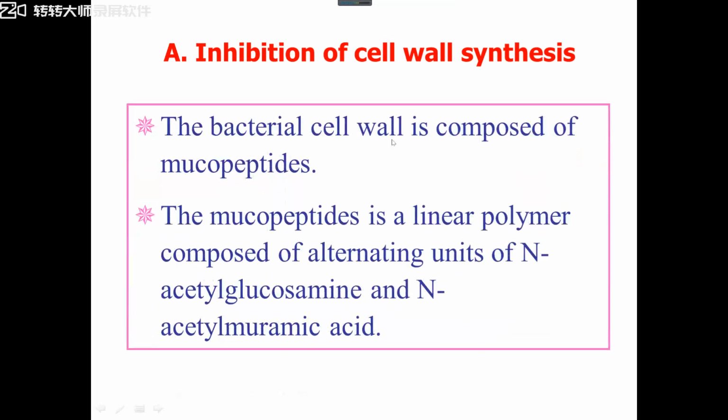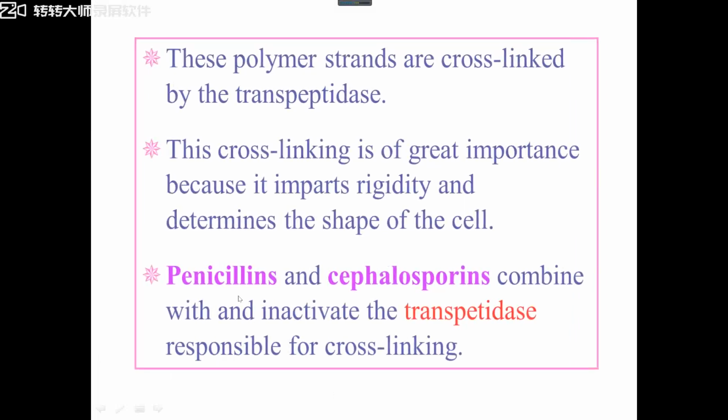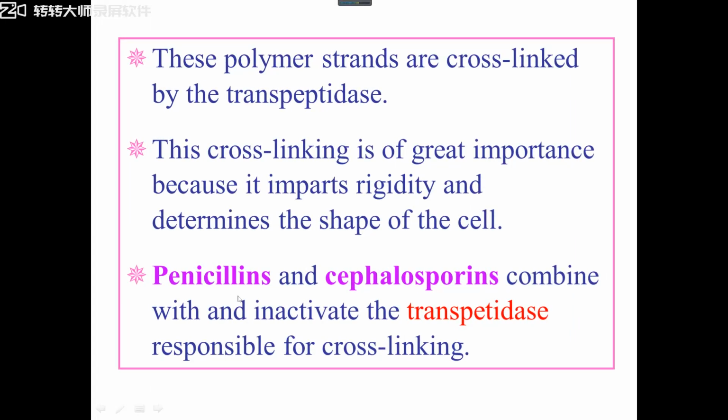The first mechanism is that some drugs can inhibit bacterial cell wall synthesis. You should know the bacterial cell wall is composed of mucopeptides. The mucopeptide is a linear polymer composed of alternating units of N-acetylglucosamine and N-acetylmuramic acid. And then these polymer strands are cross-linked by one enzyme.